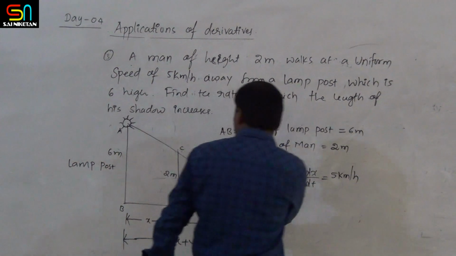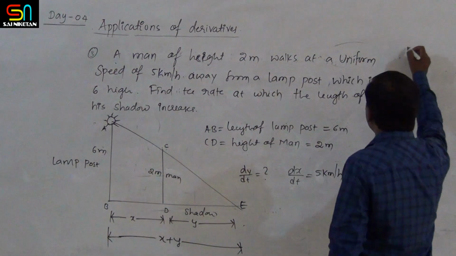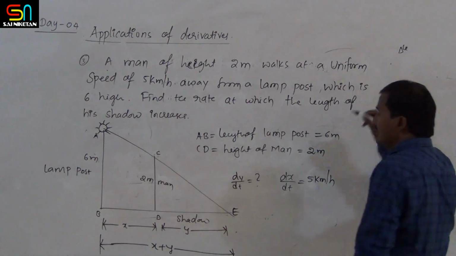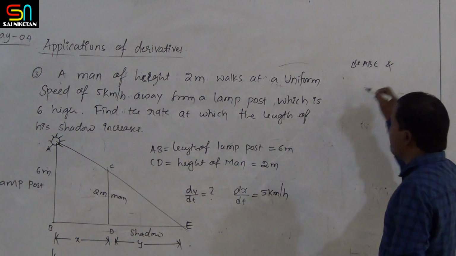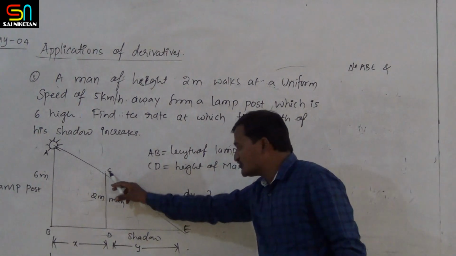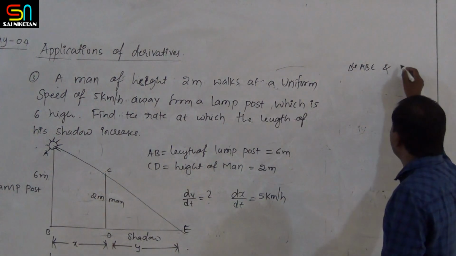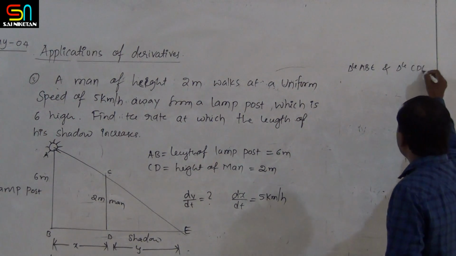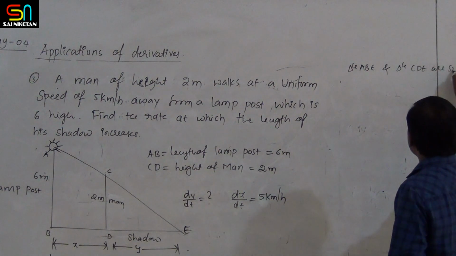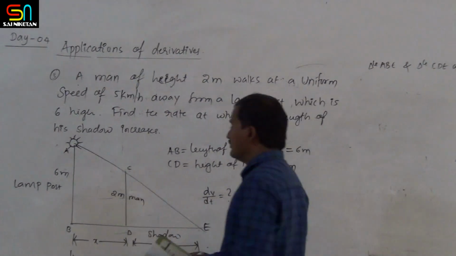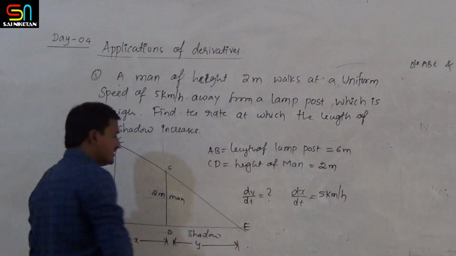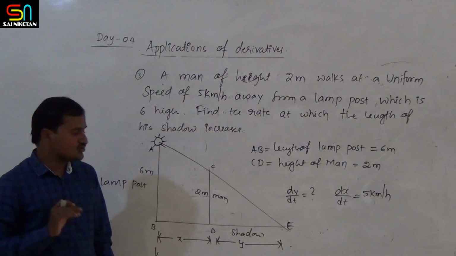So clearly from this diagram, there are two triangles, triangle ABE and one more triangle CDE. Triangles ABE and CDE are similar. So these are similar triangles. We know that in similar triangles, their sides are always proportional to each other.